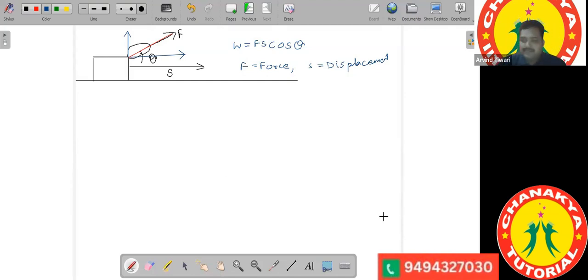Let's continue now. Here we had discussed that if the force acts making some angle with the displacement, in such a case, the work done is given by F s cos theta, where theta is the angle between them.